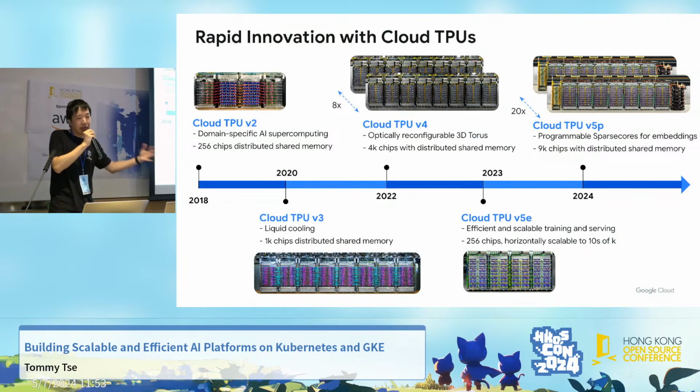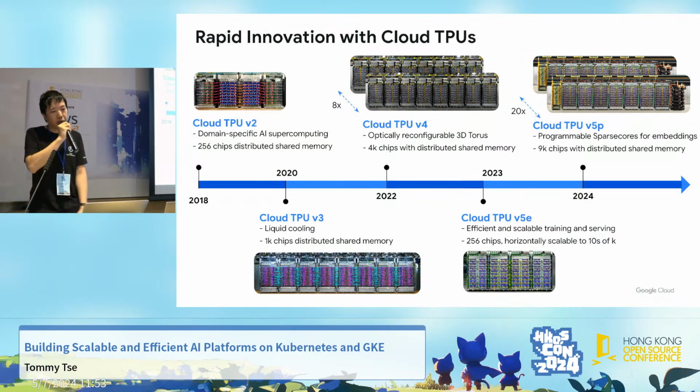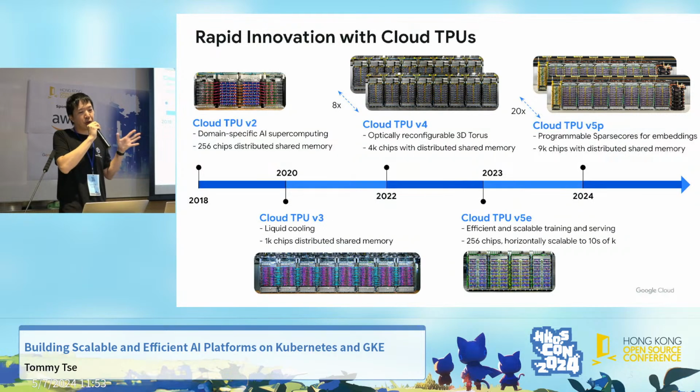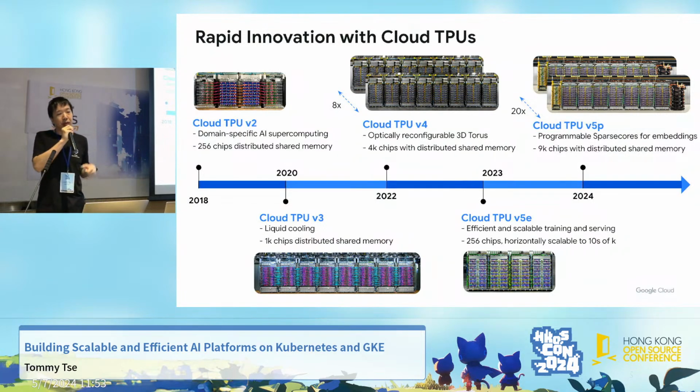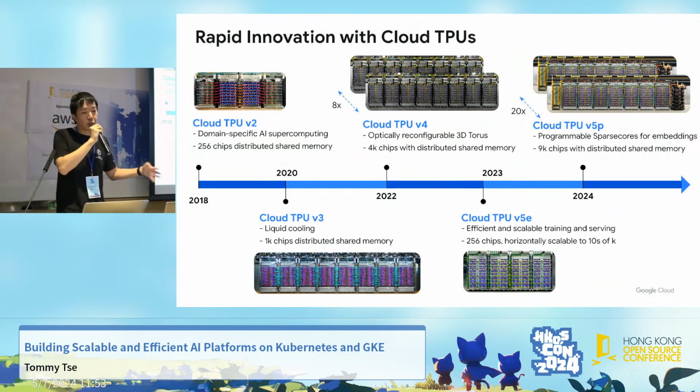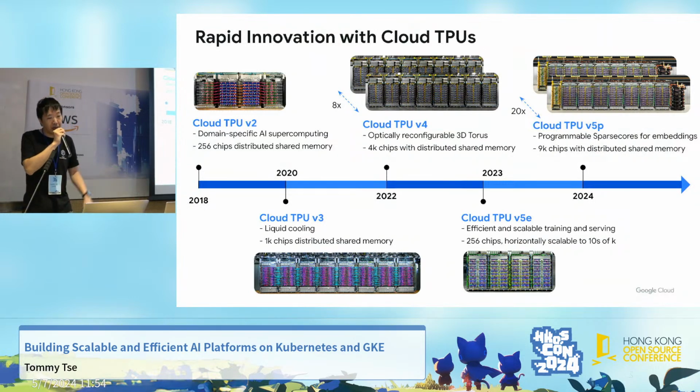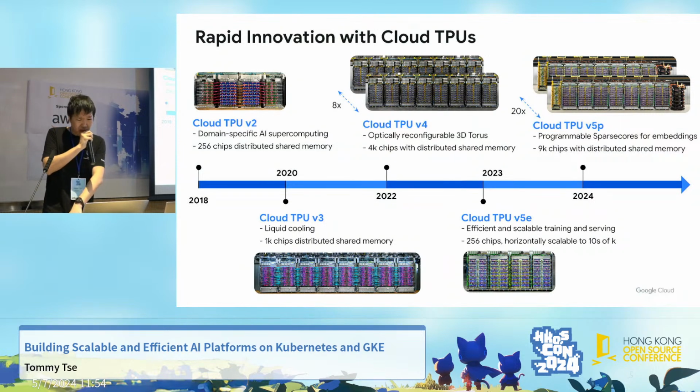And just a bit of history of the TPU that you might not be aware of. We've been doing this since 2018. And TPU, in case you do not know, stands for Tensor Processing Unit. It's specialized hardware for tensor, or multi-dimensional matrix, calculations. We've been using it to support our services like Search, YouTube, Google Translate, and Gmail. And we also provide this for our cloud customers to use.